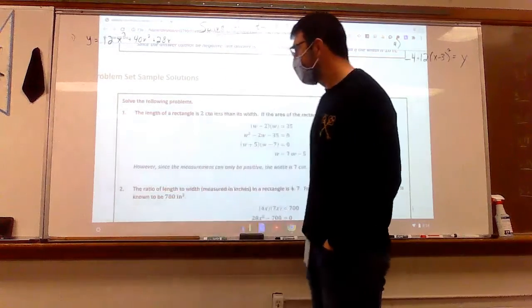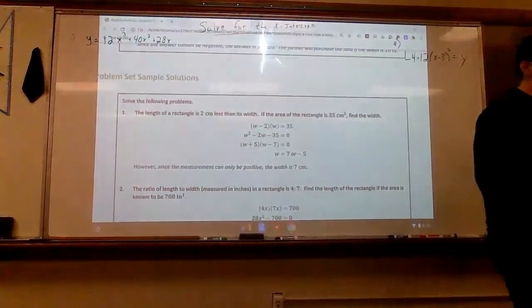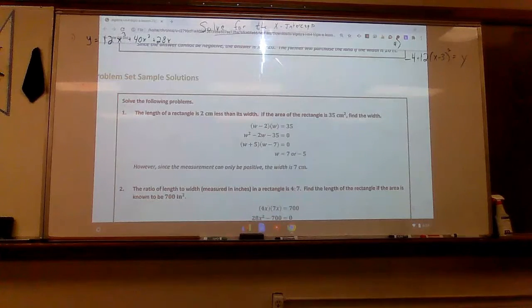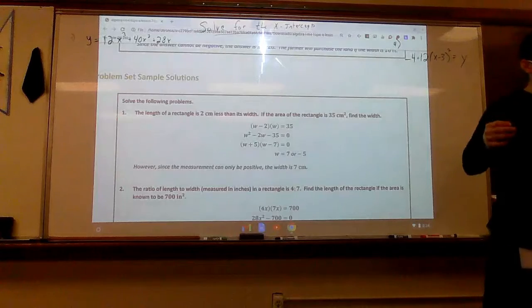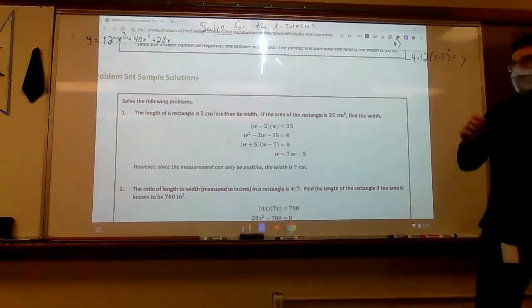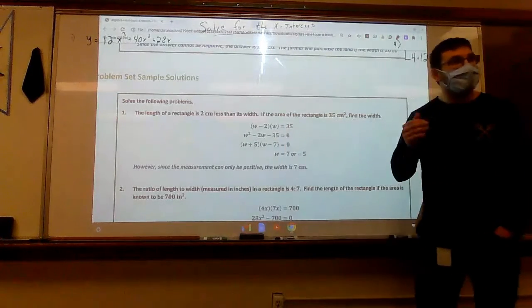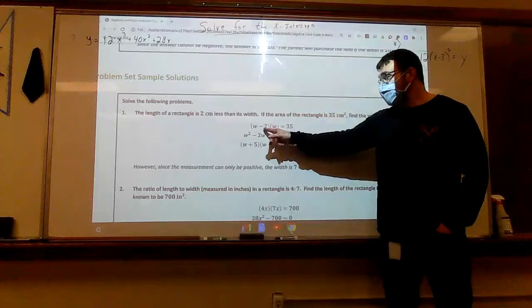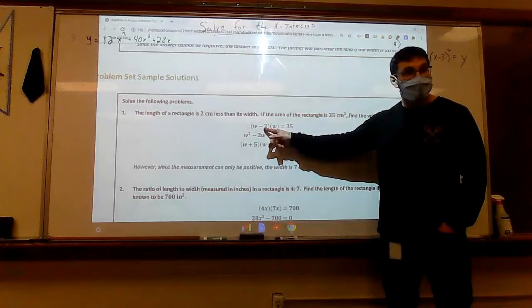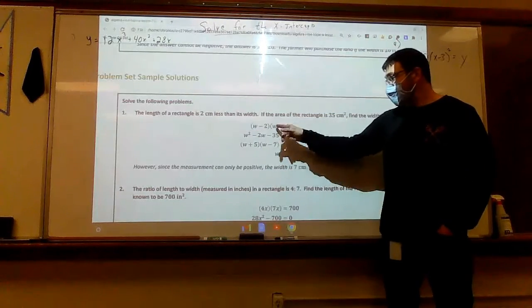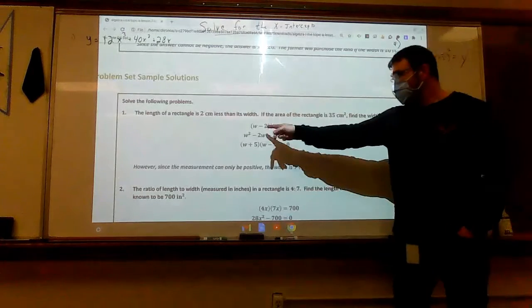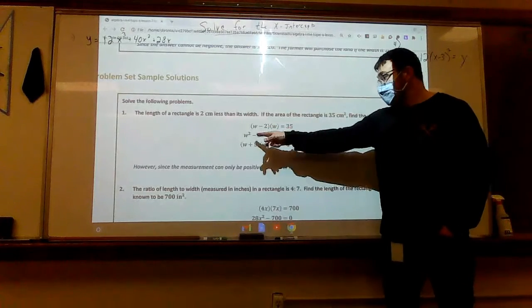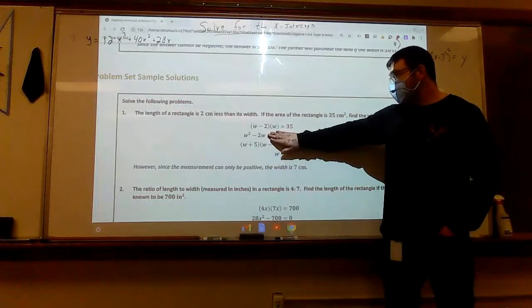Okay. I'm not here in the afternoon, so we're making lesson plans via video. Number 1, the length of the rectangle is 2 centimeters less than the width. So what we're dealing with is the width, which is why both of your factors are going to be with the width. You have one that's 2 centimeters less than, minus 2 from your width, and you have your width. Area is length times width. So our length times the width. That's how we get w squared minus 2w.